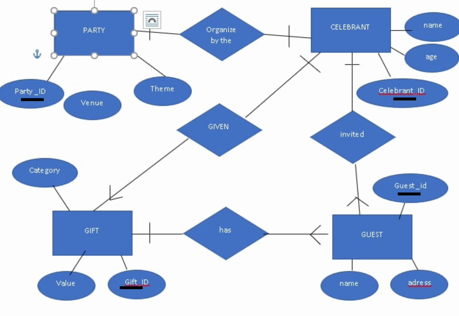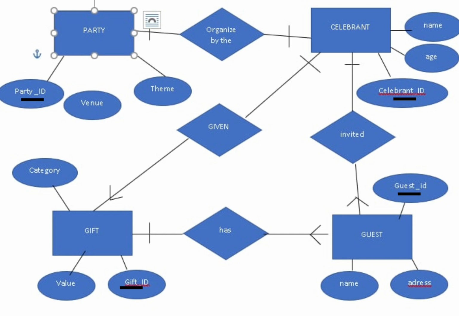As you can see, I made an ER diagram, using Chen's model. So let me explain my diagram. A party is organized by one celebrant, and one celebrant invites many guests, and many guests give one gift, and many gifts will be given to one celebrant.